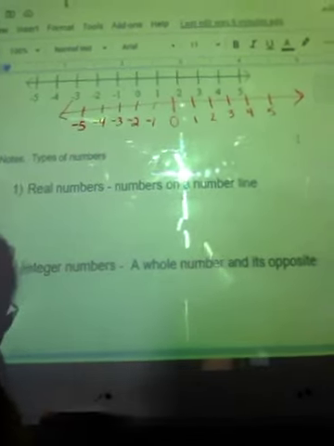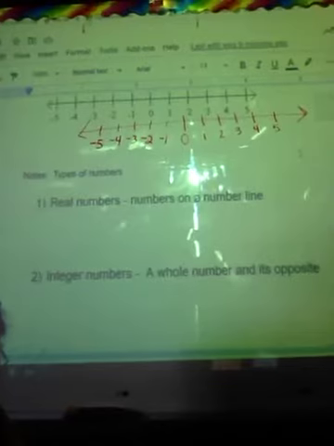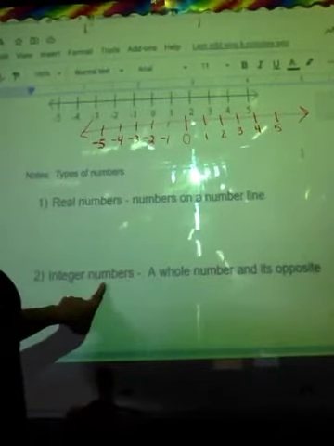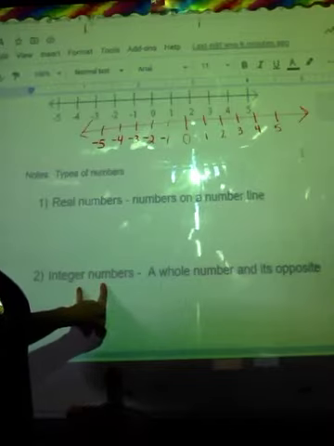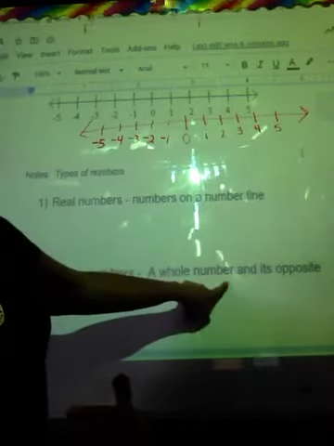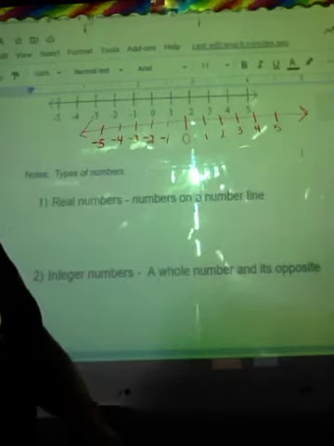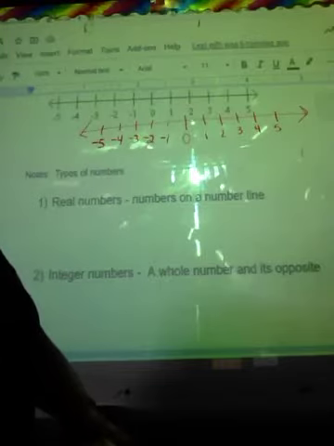Number 2, back it up just a little bit. Number 2 says integer numbers. Integer numbers. A whole number and its opposite.